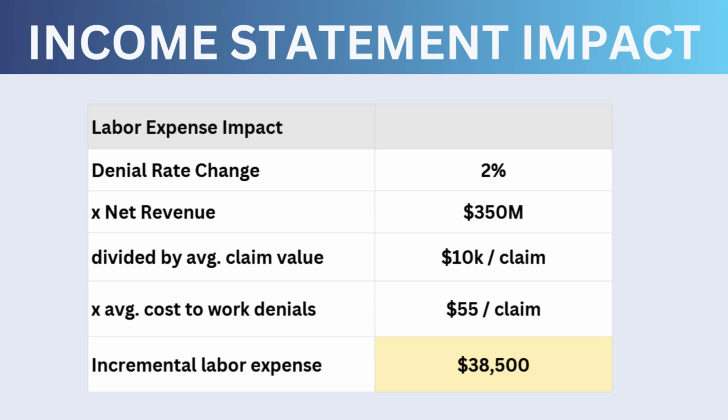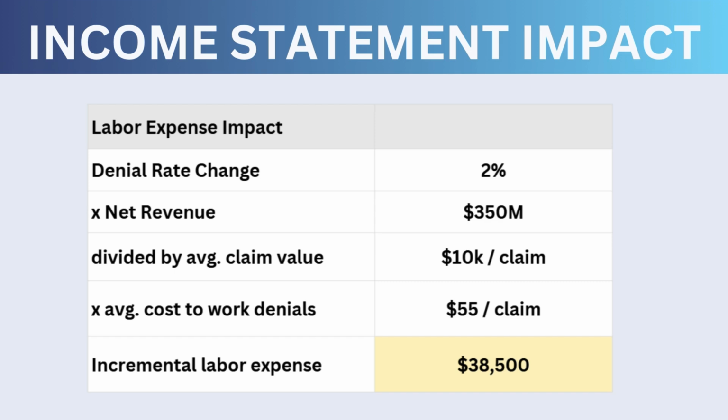Now let's look at the salaries and wages expense line item on the income statement. Because when we have all these additional denials, now somebody has to go work those denials. So if we take the 2% increase in the denial rate times the $350 million a year in revenue, and we take the result divided by our average claim value, which for this example we're going to just assume is $10,000 a claim, that gives you an approximation of the number of claims that are denied in this 2% increase.